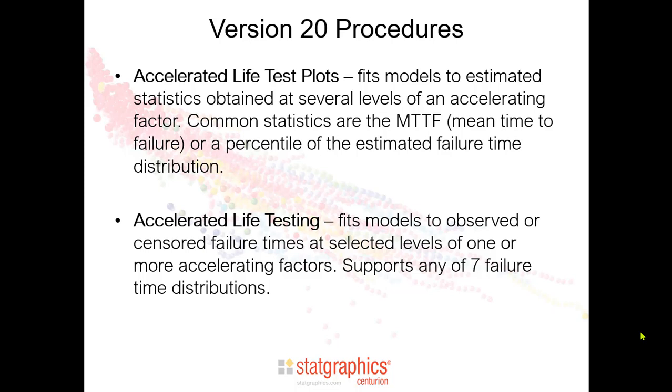This part describes the accelerated life testing procedure. This procedure fits models to observed or censored failure times at selected levels of one or more accelerating factors. It supports any of 7 failure time distributions.